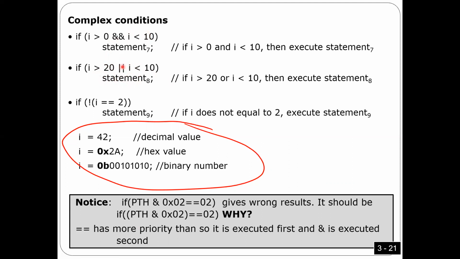If the two conditions are true, that's more than what I need. All I need is, if at least one condition is true, please execute the body of the if, right? So anyway, you can do it this way or that way. This is for and, this is for or, okay? This is for not.